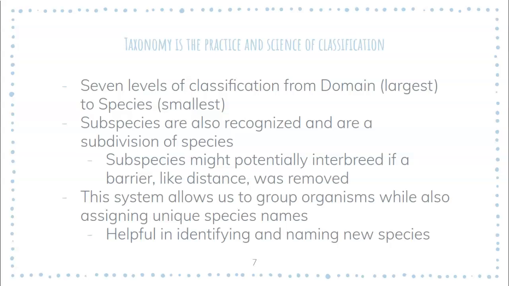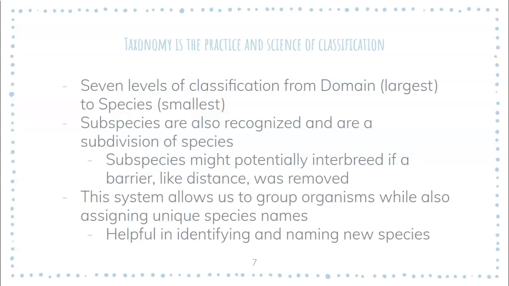Taxonomy itself is this idea of classification. So there are 7 levels from domain to species, and then even beyond species, there is something called subspecies. They are recognized, but it's sort of like a subdivision of species, so it's not its own separate level. Subspecies are the same species, but they don't interbreed with each other. But if there was no barrier like distance or a river or something, they could interbreed, the possibility is there.